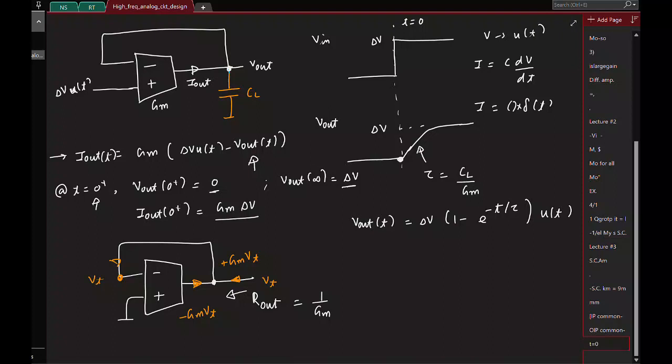What does it mean to say that it has intrinsic R out? I just mean that you don't have an explicit resistor R out here, that's all. Gm will have its own output resistance. In this case, I am starting with infinite R out, that's all.